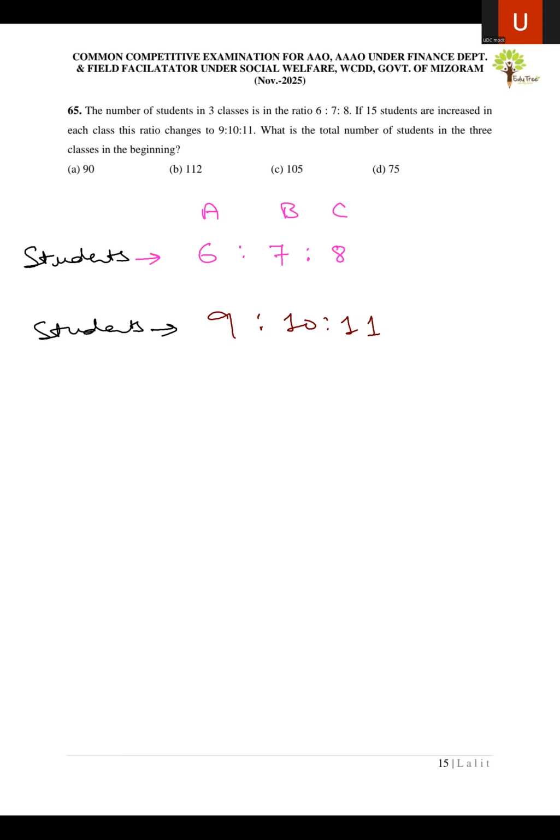Now you always see this whenever ratios are written. If ratios are increasing by a constant number, you can see this ratio is increasing by how much? 3. This one is increasing by 3. This one is increasing by 3. If ratios are increasing by a constant number, then just compare that constant number with the value given to us. They are saying 15 students are increased, but here if you see, only 3 are increased. So 3 is equal to 15. It is equal to how many times? 15 by 3, that is 5 times.